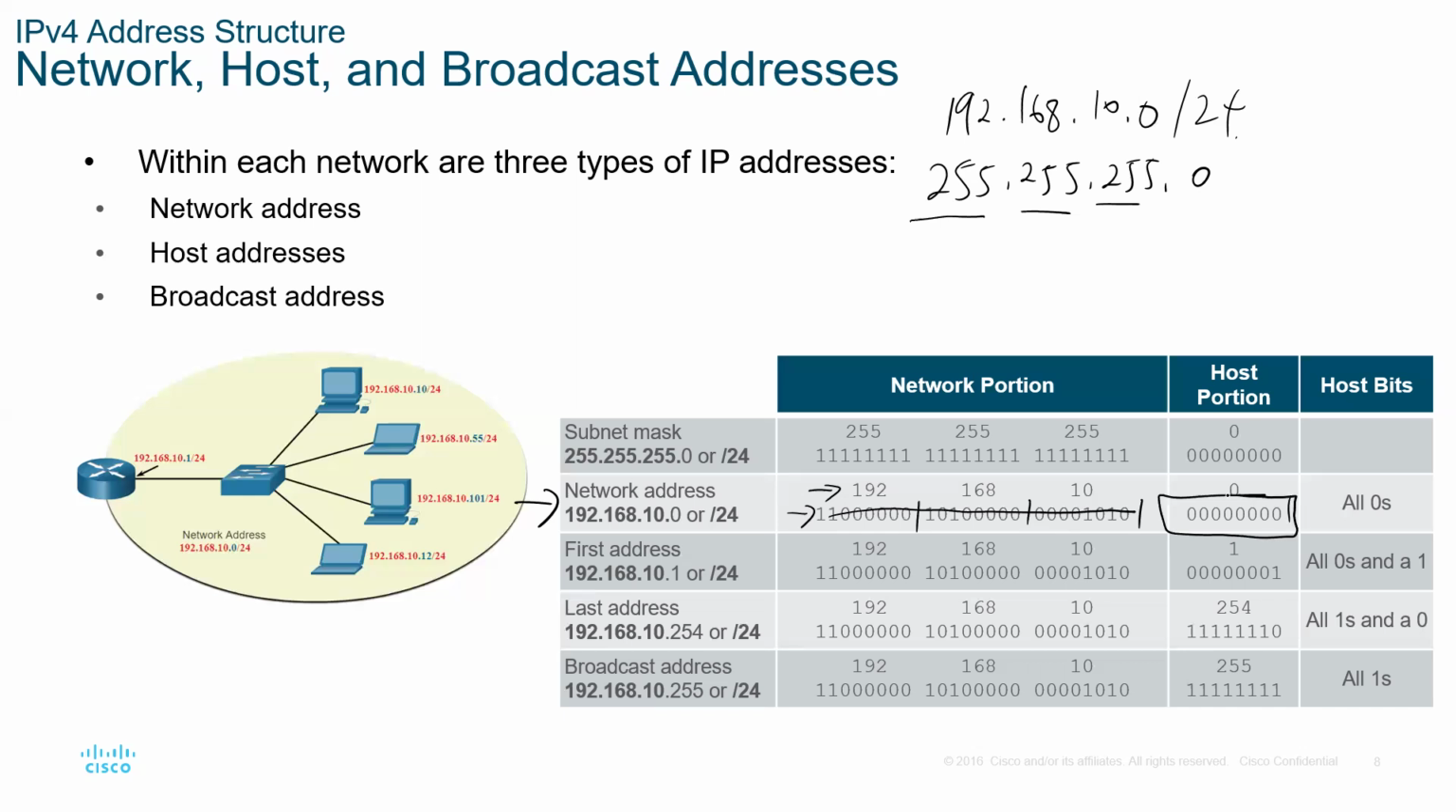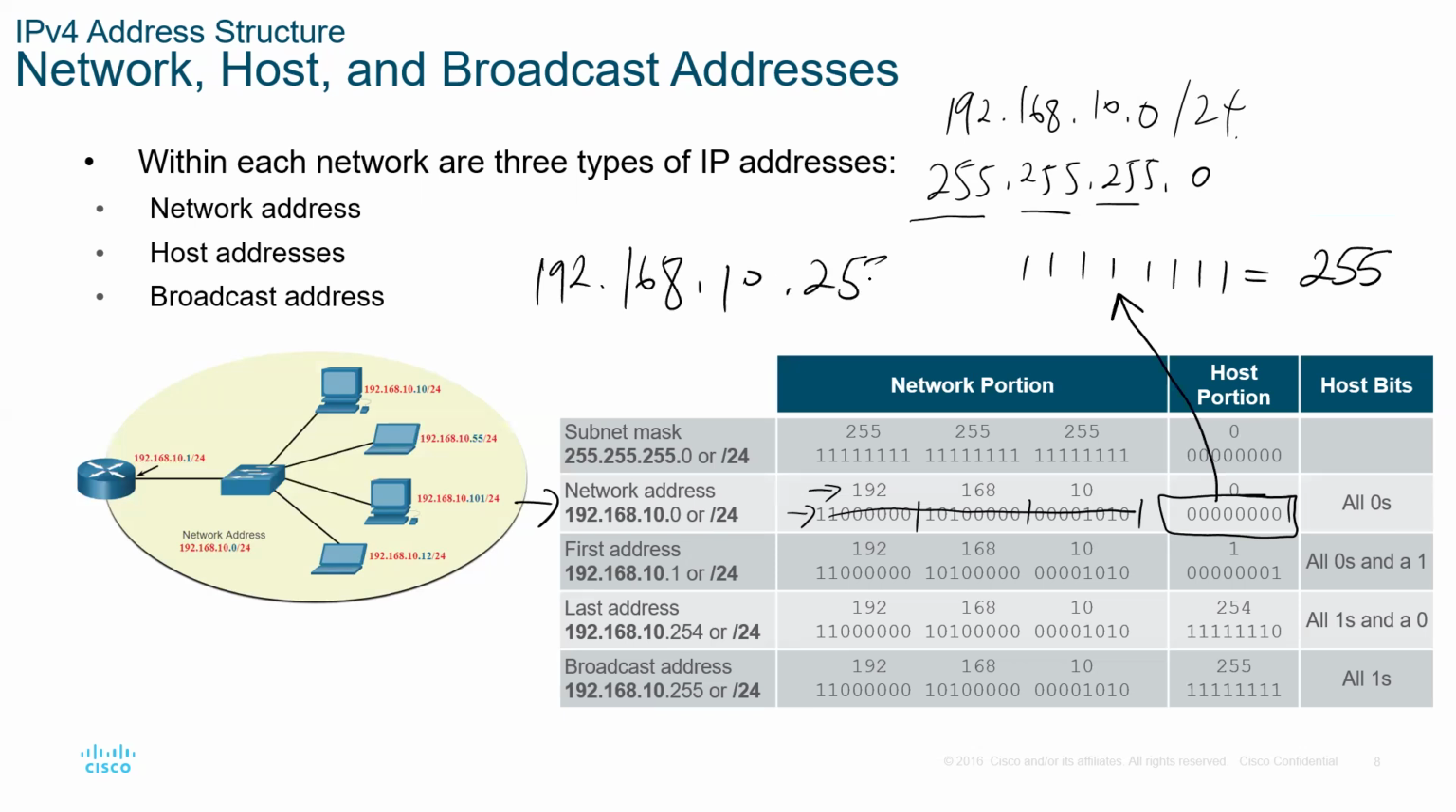When I say I want to send a broadcast, the host portion becomes all ones. So if this side becomes all ones, 1, 2, 3, 4, 5, 6, 7, 8, what will be that decimal number? It is equal to 255. So if I want to send a broadcast, my address will become 192.168.10.255. And that is what we call a broadcast address. Very important thing to grasp here.